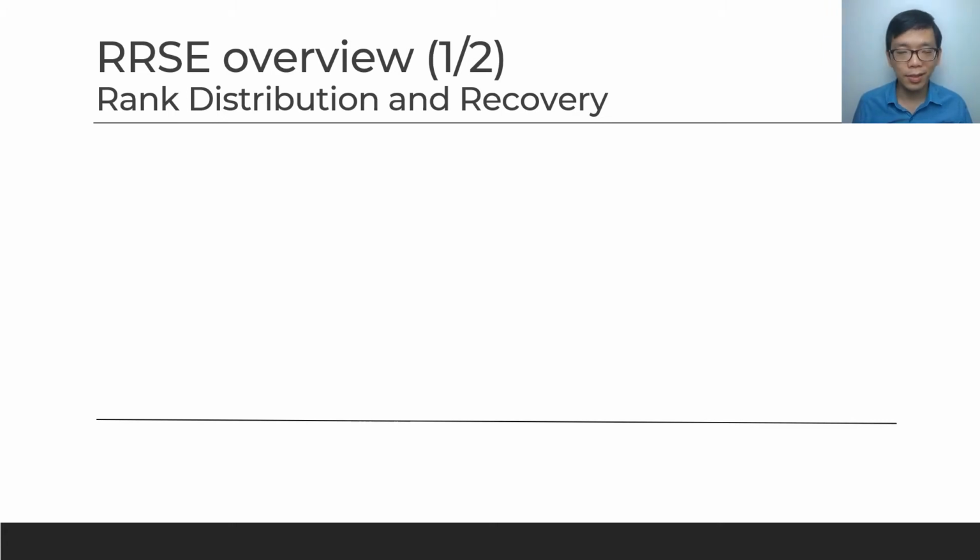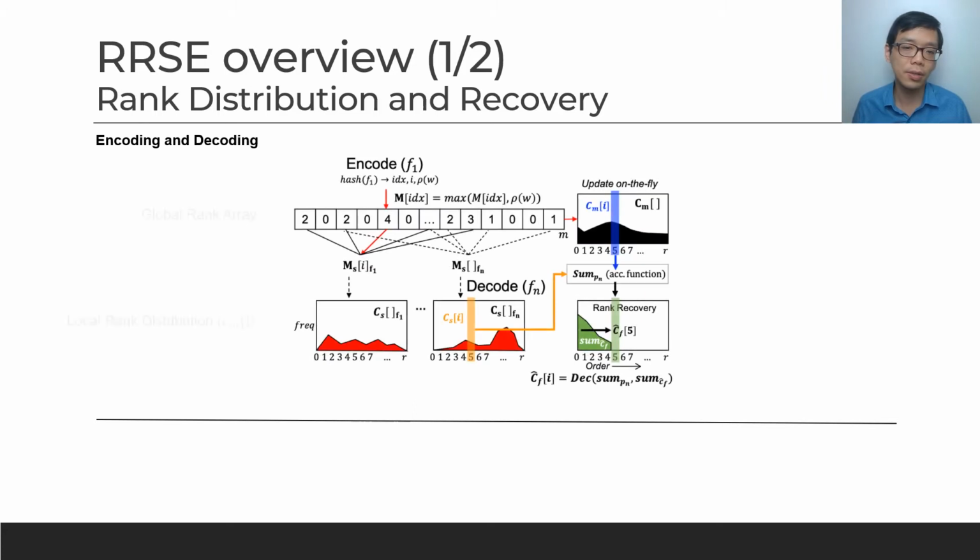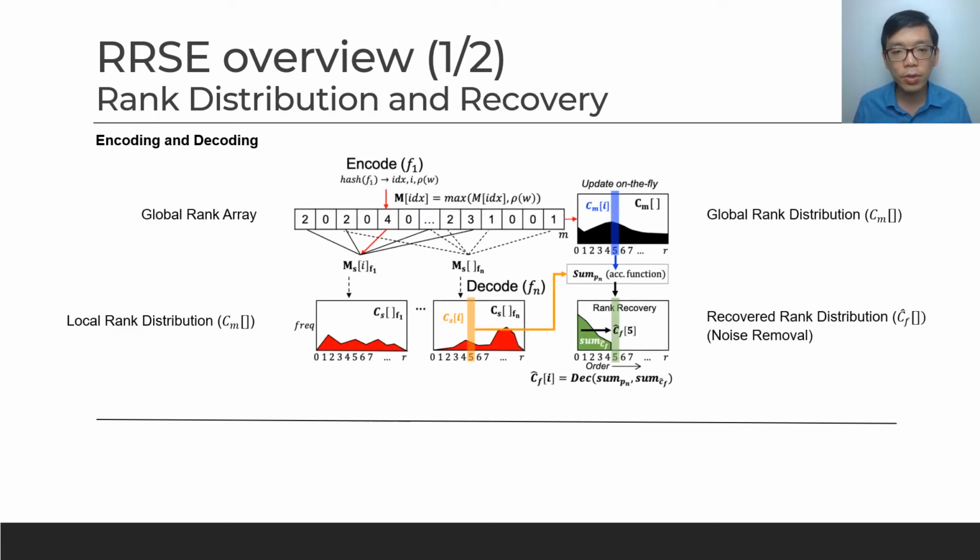Let's talk about the details of the encoding and decoding process for RRSE. Here, we use the global rank array to store the information. When a flow comes in, we use a hash function to calculate the index and the rank of the flow. After that, we also maintain the global rank distribution (CM) on the fly.